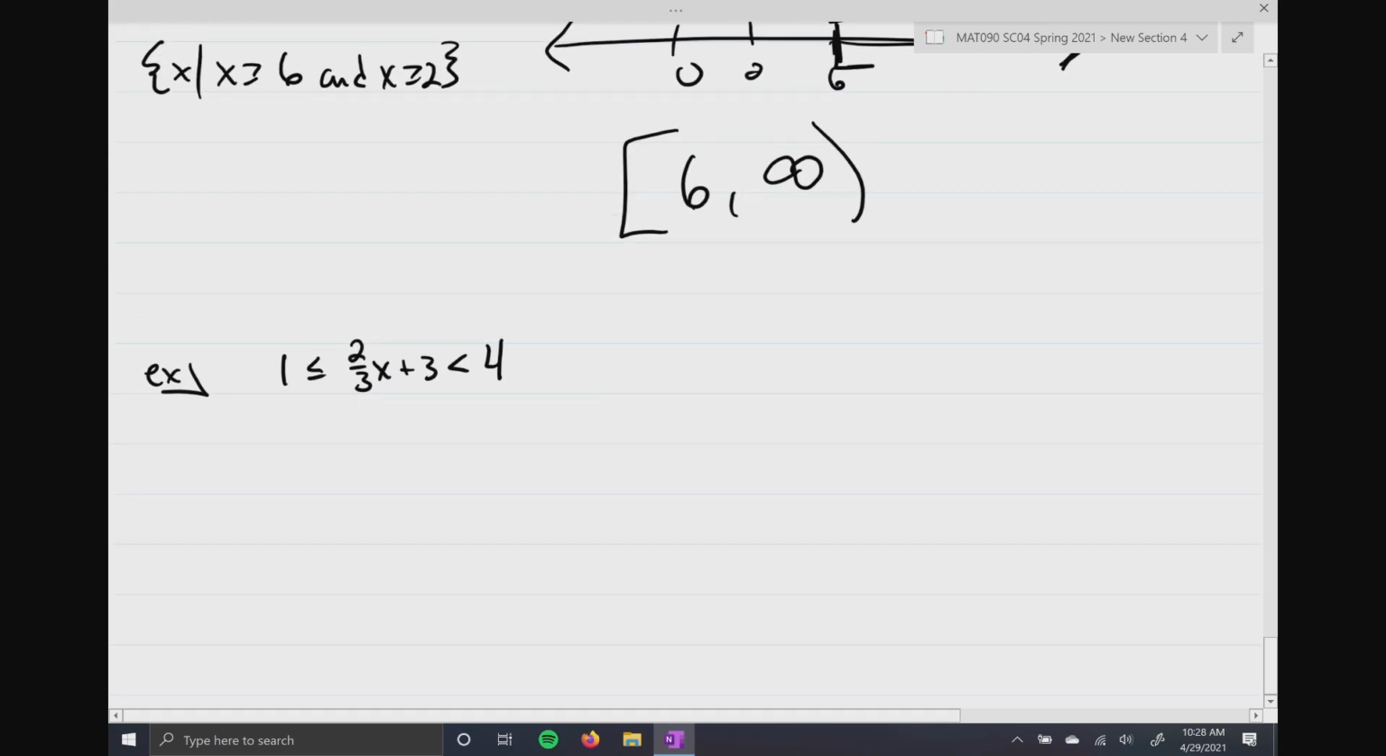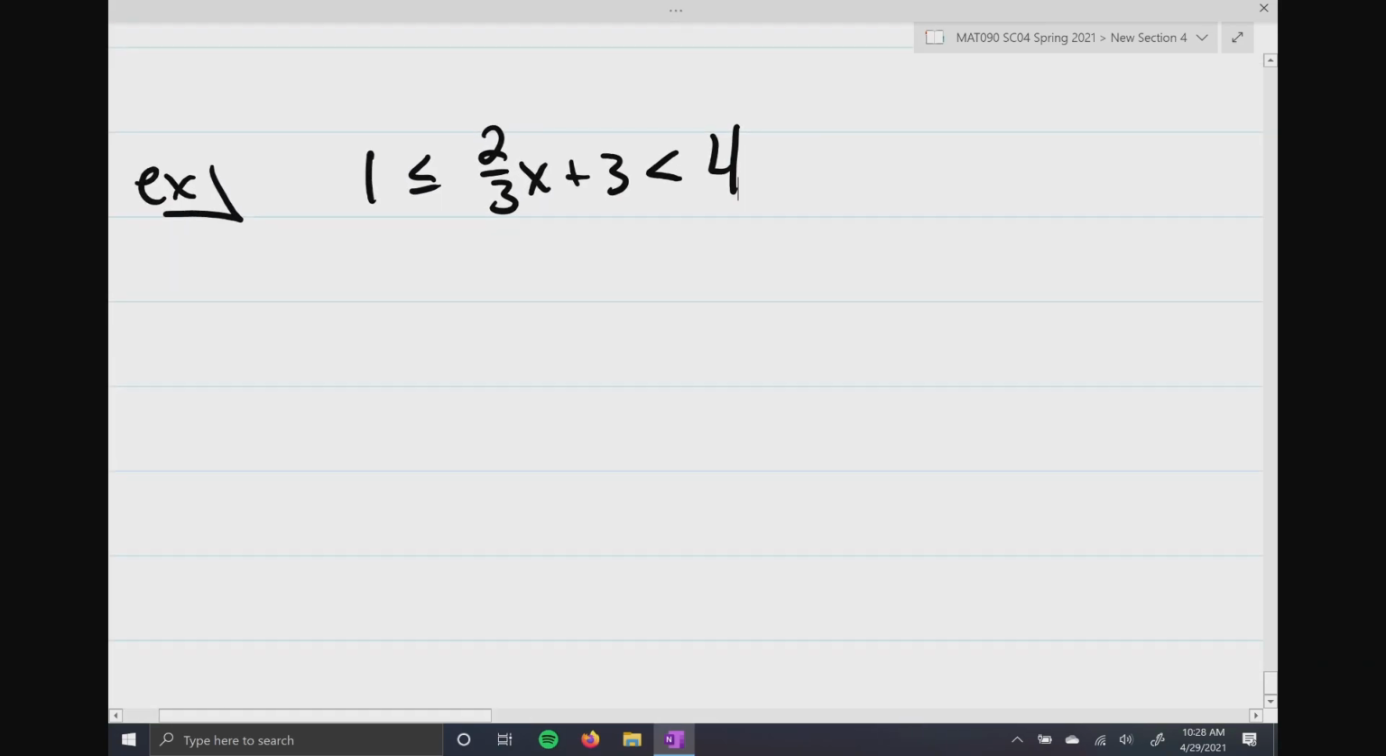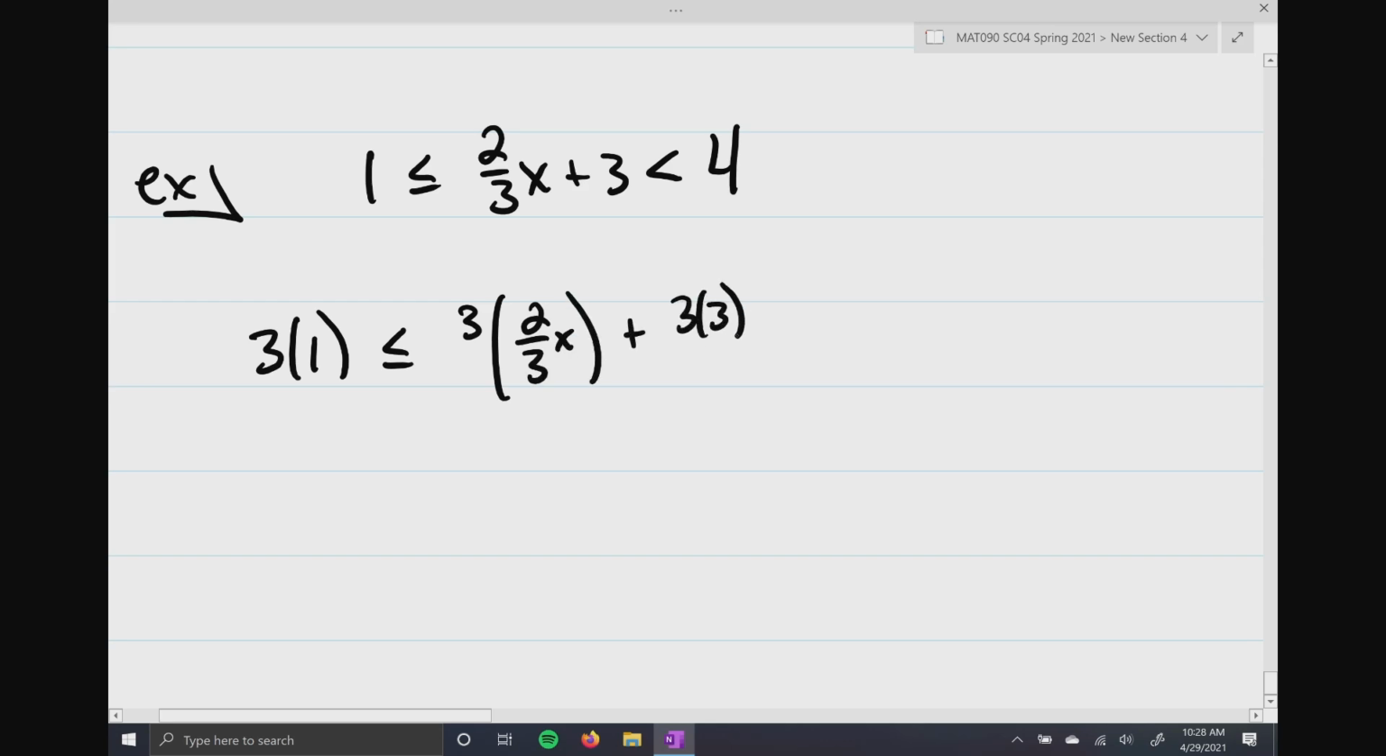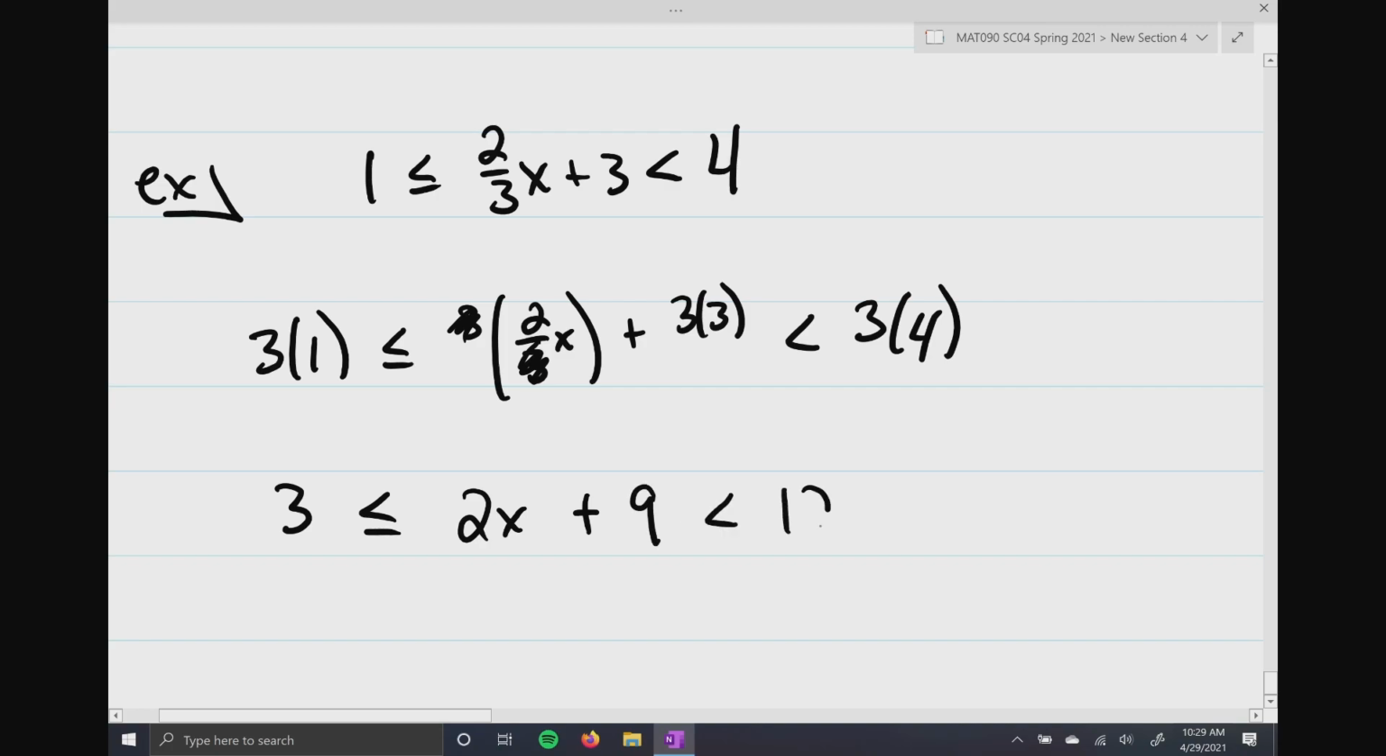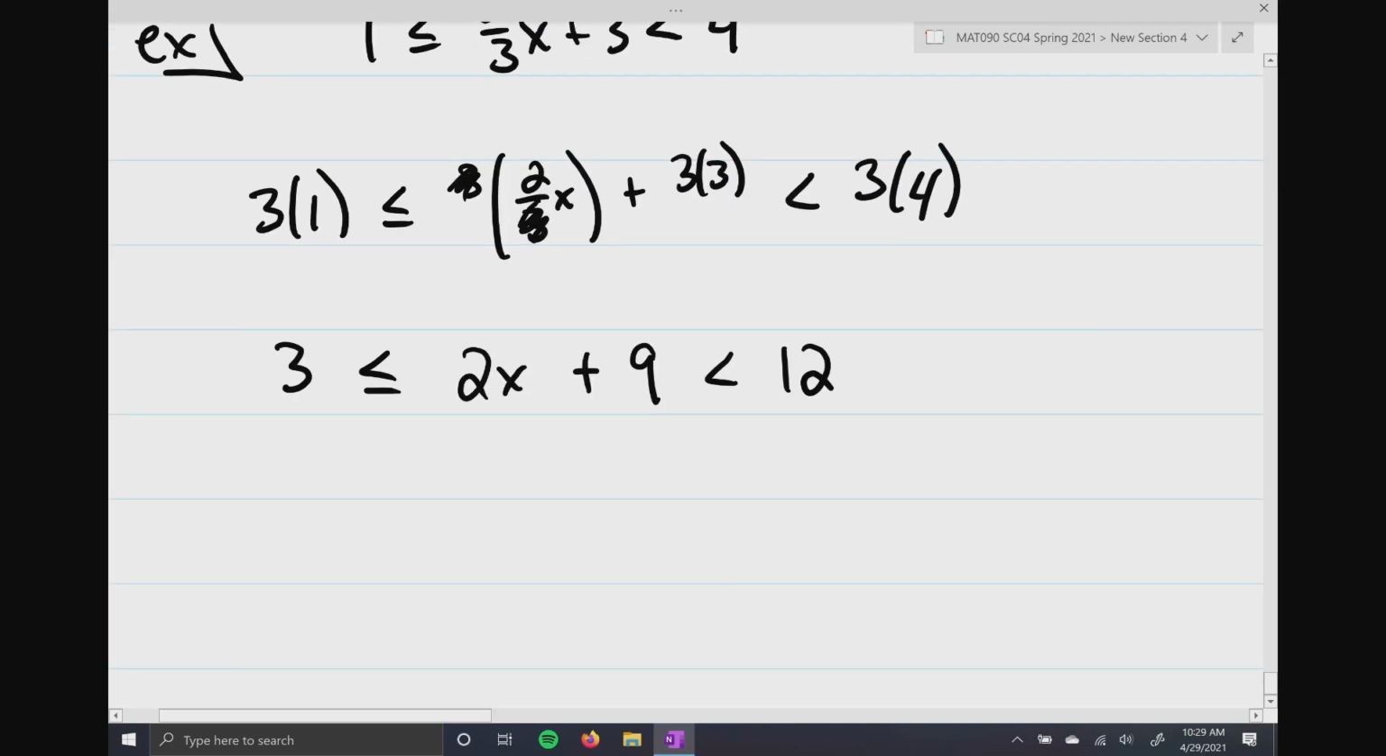All right, let's do this again. I'm going to multiply everything by 3. 3 times 1 is less than or equal to 3 times 2 over 3 x plus 3 times 3 is less than 3 times 4. Remember, nothing changes. Just multiply everything by 3. Now I get 3 is less than or equal to, the 3's reduce, so I get 2x plus 9 less than 12.